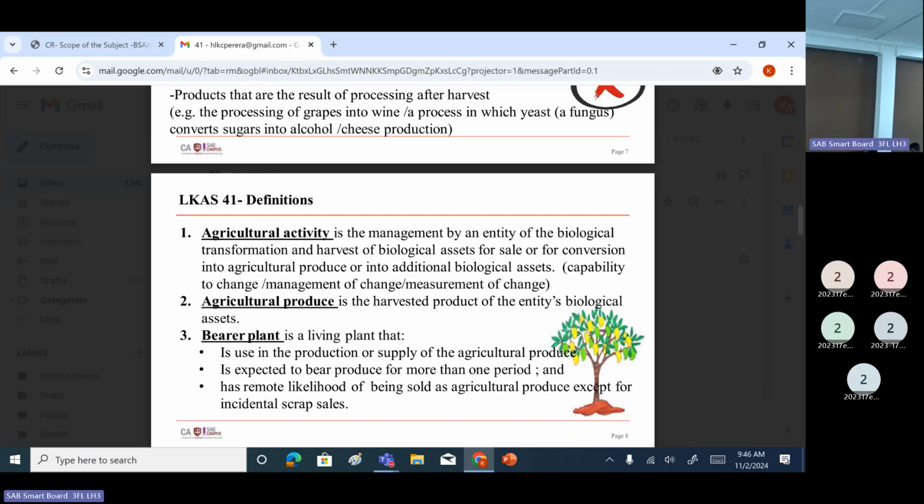Capability to change, management of change, measurement of change. That's three things. These are agricultural activities. Basically, the process of changing, the process of influencing the lifetime of the biological asset, agricultural asset or agricultural produce, right?